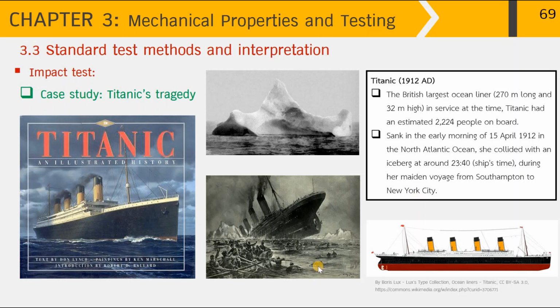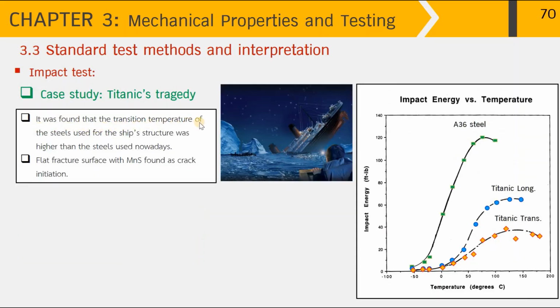So looking at the picture, it's quite sad, isn't it? And lower down here is the picture showing the sketch of Titanic. Before the tragedy happened, she looked very beautiful in the ocean. It was found that the transition temperature of the steels used for the ship structure was higher than the steels that we use nowadays.